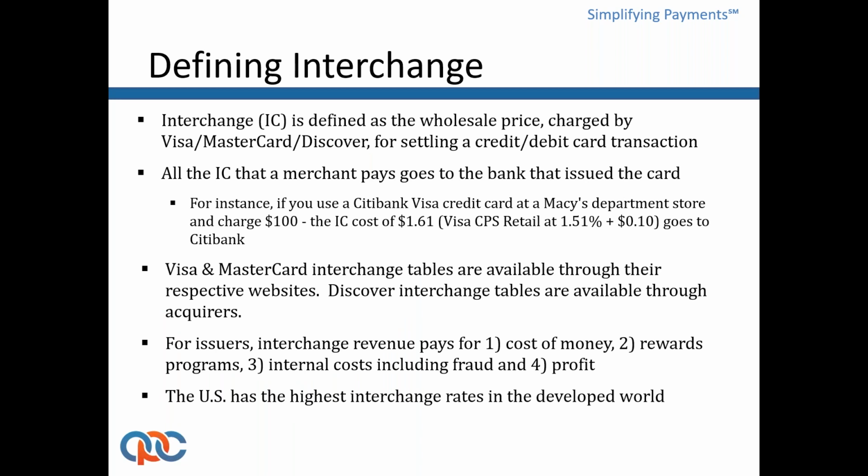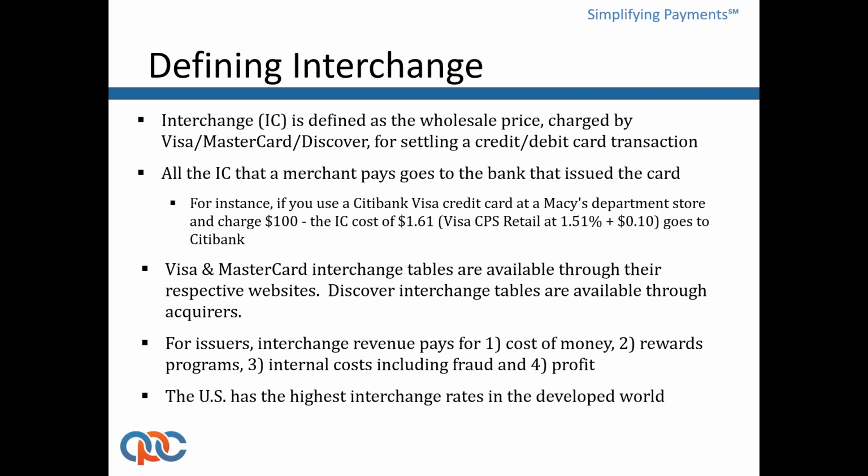Let's define what interchange is. Interchange is the price that's set by Visa, MasterCard, Discover for settling a credit card or a debit card transaction. All the interchange that you as merchants pay goes to the bank that issued that particular card.